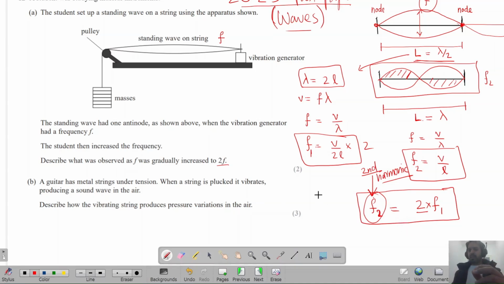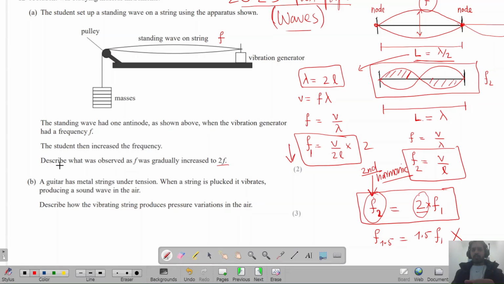And the important thing that will allow you to answer this question and any other question which involves the same concepts is that between f1 and f2 there is no other frequency. So for example, you cannot get f1.5, which is 1.5 times f1. This is not possible. After the first frequency, the next possible frequency is the second harmonic, which will be a whole number multiple of the first frequency.